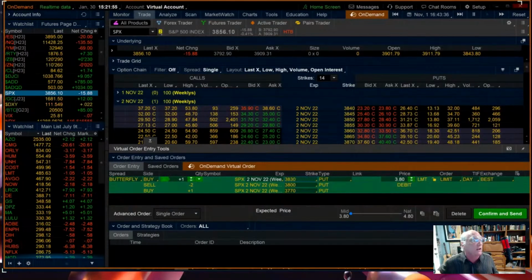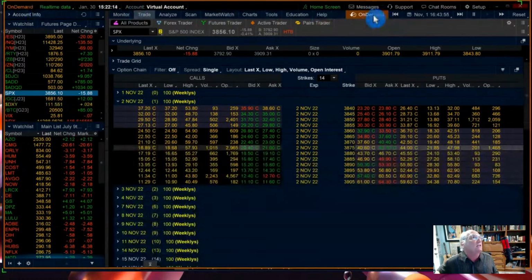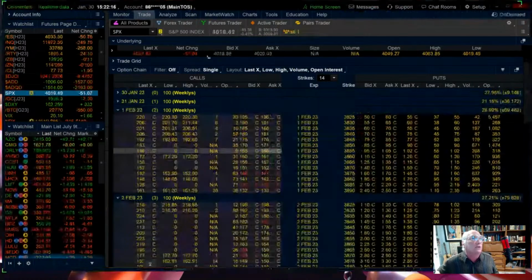How about if you make it 3,800, 3,770? I mean, way out, way out. 295. So you mean to tell me if you're wrong on like 70 points, you'll lose 60 cents? That's a pretty good risk reward in my book, especially when the ES is at support. So that's why I put that butterfly in there wherever I put it.